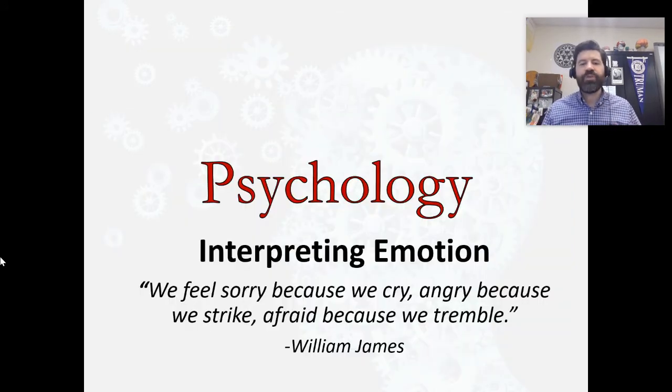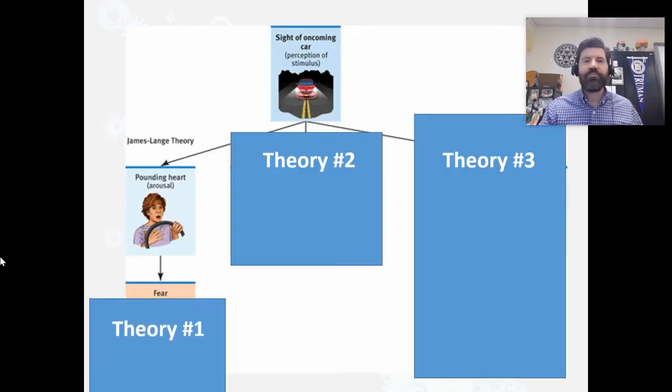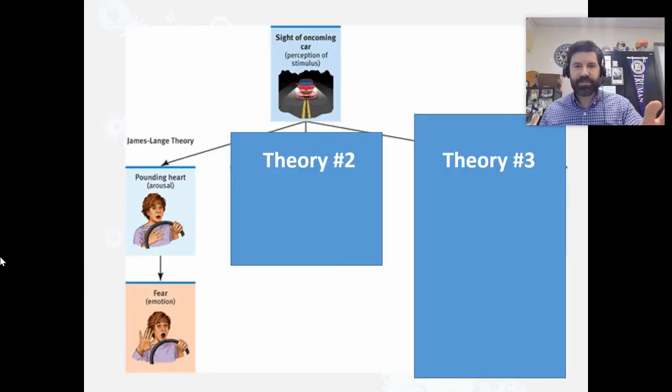Look at our quote here. We feel sorry because we cry, angry because we strike, afraid because we tremble. That's William James, the James-Lange theory. Normally, we would think, if I'm frightened, then I will start to tremble. Or if I am angry, I will then lash out. If I am sad, then I may begin to cry. And James says it's the other way around: you have the stimulus, which produces a physiological response, which then leads to an emotion.